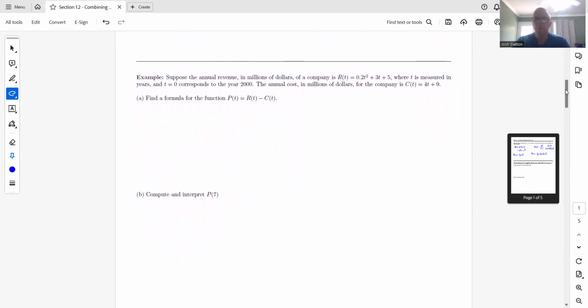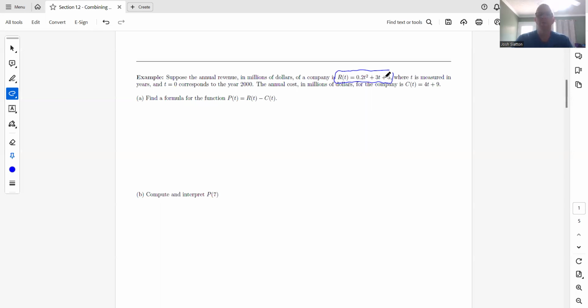So we have the annual revenue in millions of dollars is R of t equals 0.2t squared plus 3t plus 5. We have that there. t is measured in years. Now, a lot of these you probably need to pay attention to what the variables are representing. Some of these, like part B, we're going to have to interpret. And the interpretation is pretty easy as long as you know what the variables are standing for, typically. So t equals 0 corresponds to the year 2000.